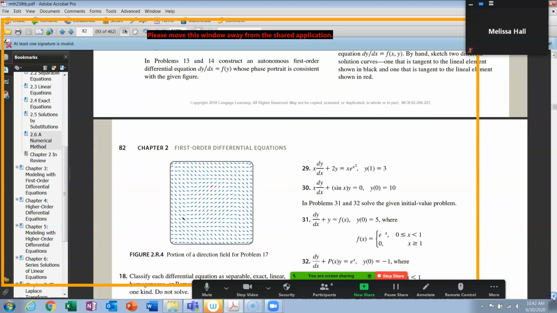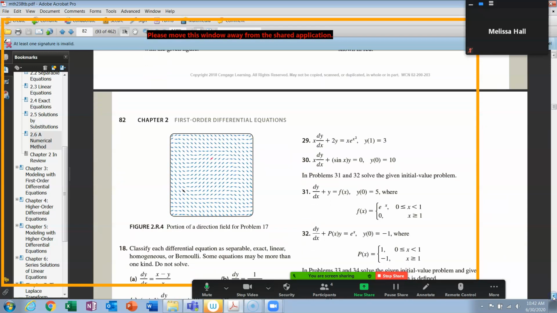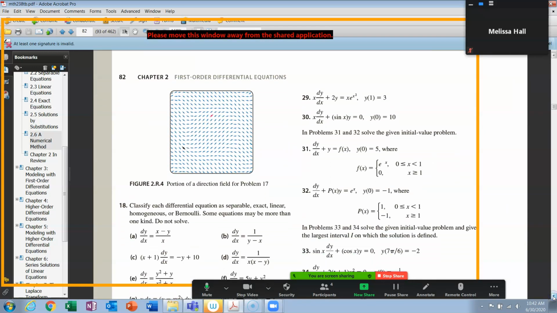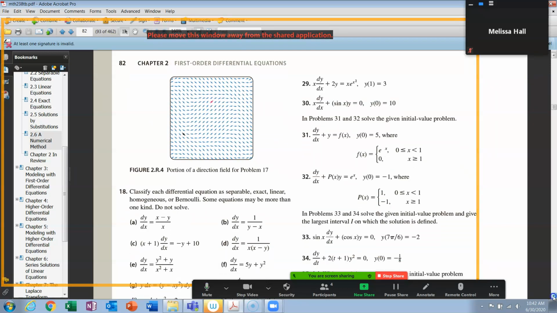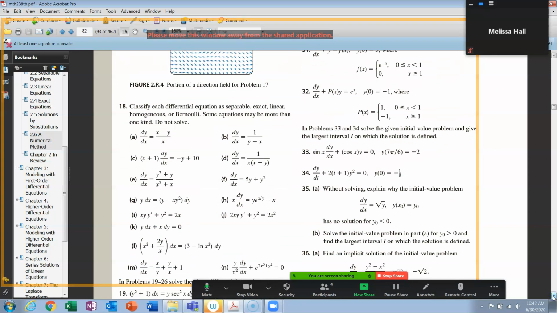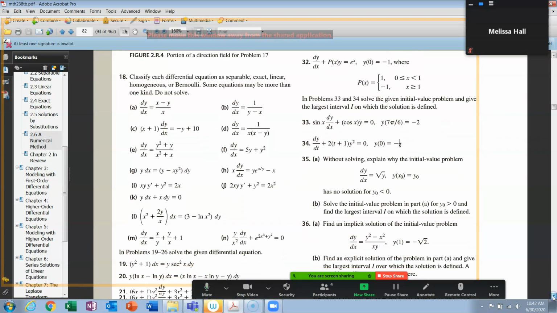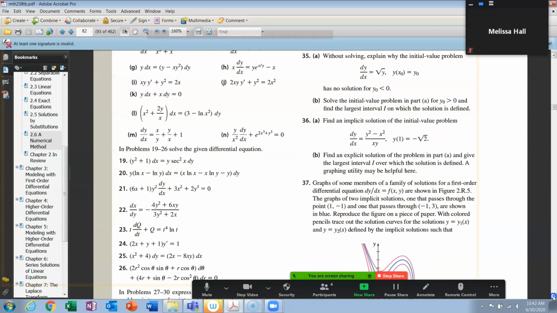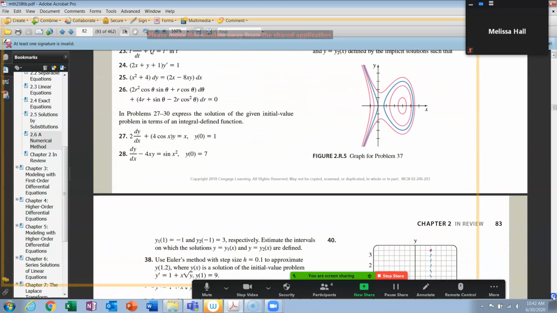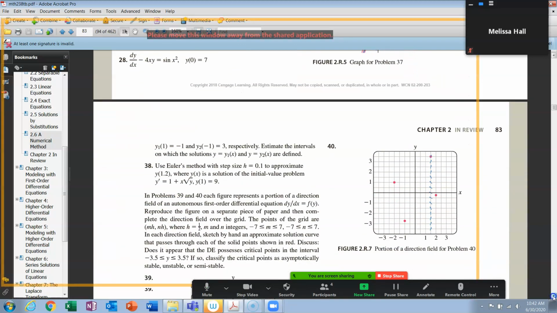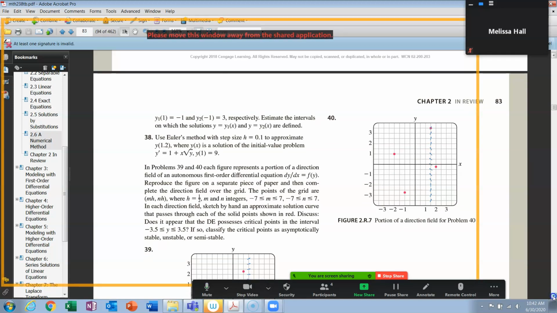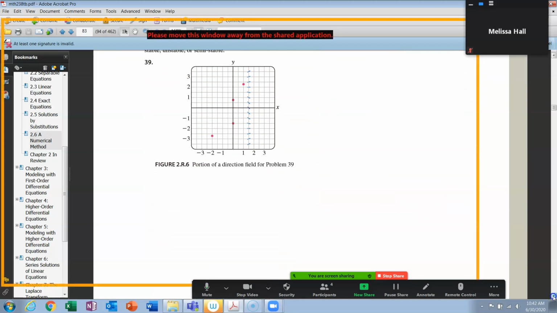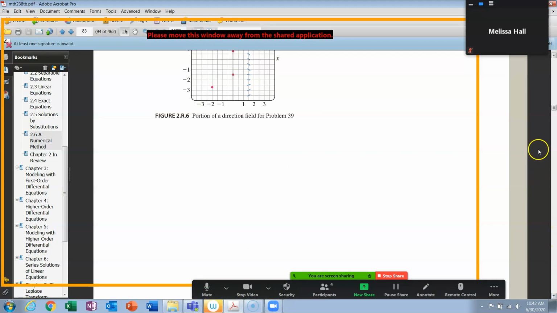Okay. 29 if it's in the back, 31 if it's in the back. That's one of those piecewise defined functions. 34 if it's in the back, 33 if it's in the back, 35 or 37 if they're in the back, 39 if it's in the back, and that's it. Okay. I think that was the last one.